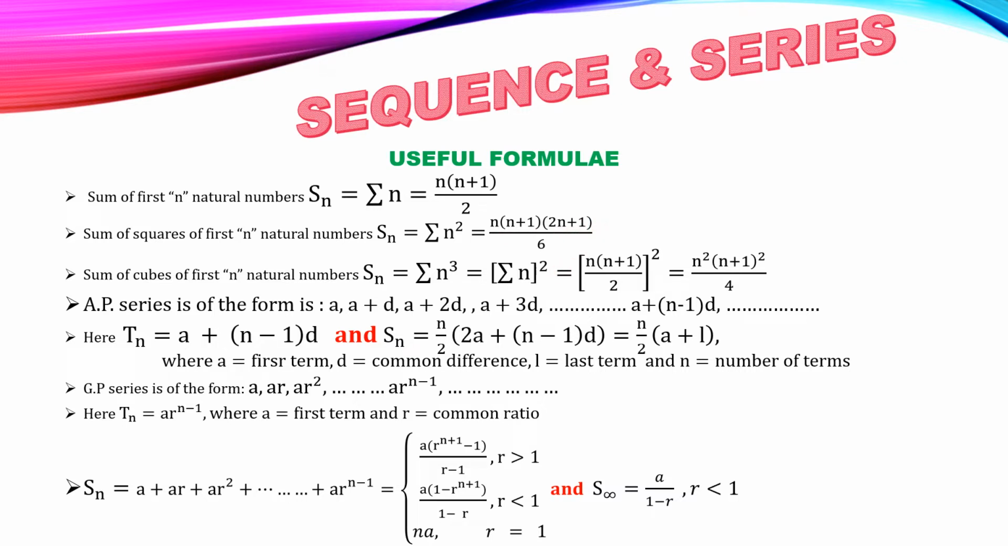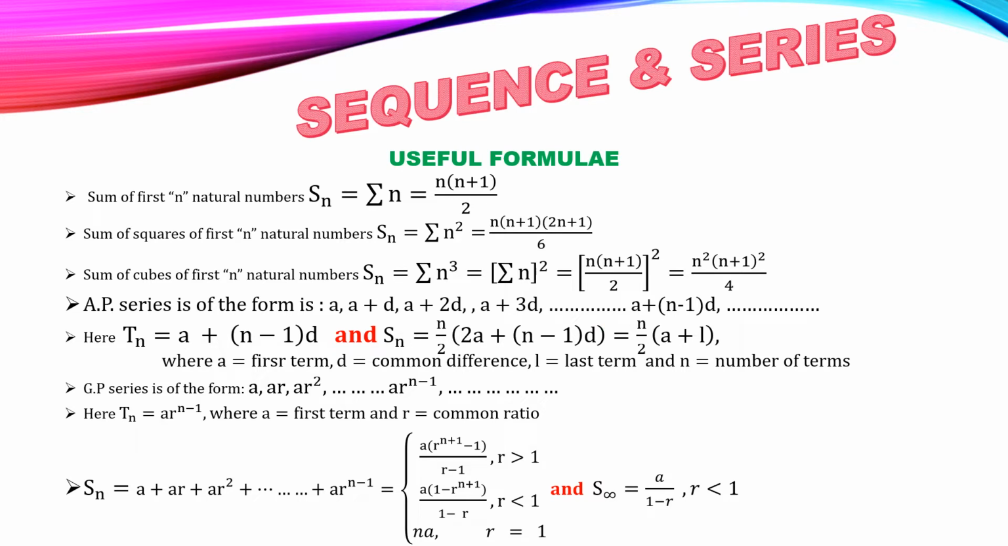The next one is the sum of cubes of the first n natural numbers, that is summation n cube. Here summation n cube is written as summation n whole square, where summation n means n into n plus 1 by 2, whole square. Now simplify this: n square into n plus 1 whole square by 4. This is also one of the important formulas.